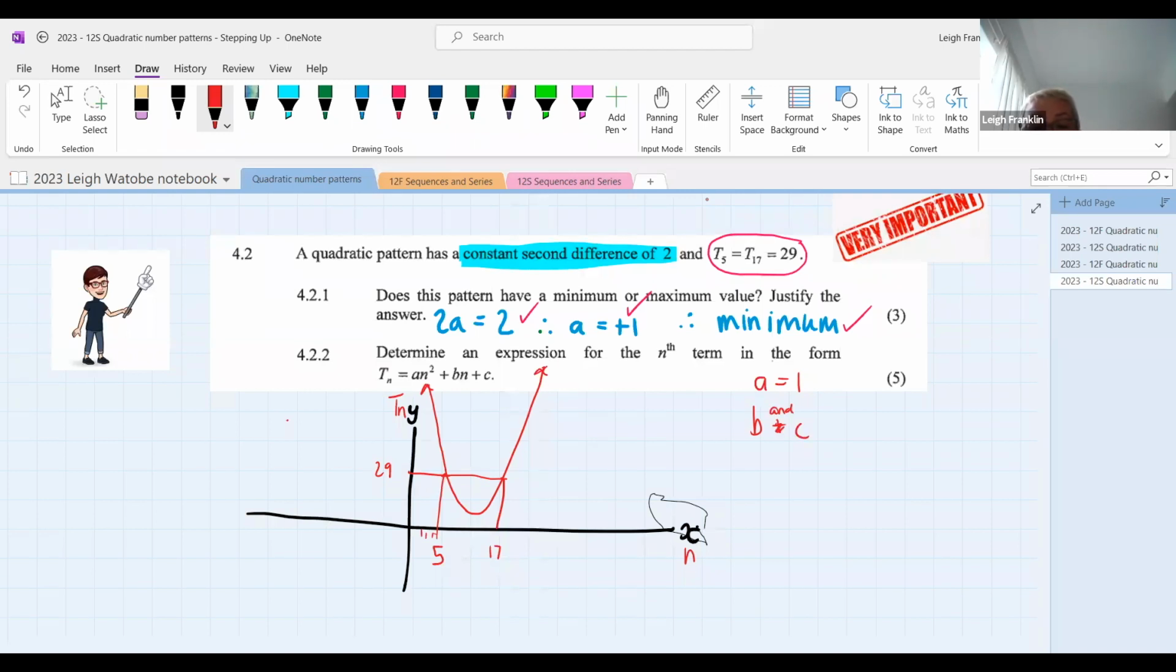If they want us to work out the values of B and C, what method do we use in maths when we want to solve for 2 different letters at the same time? What method do we use? Yes, correct. So 5 and 17 are your positions, and 29 is your output. So simultaneous equations.